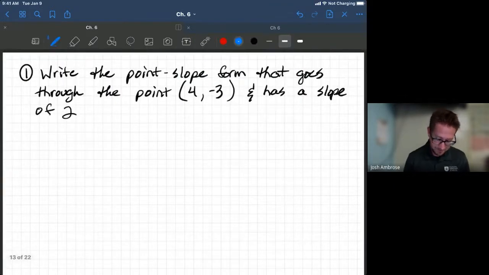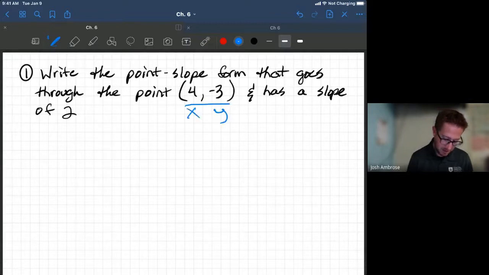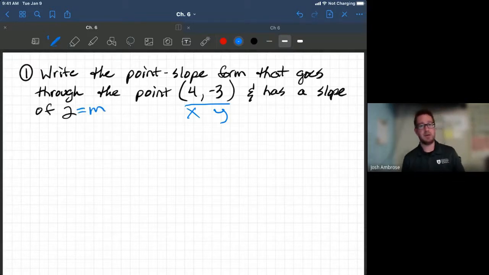Okay, so the first one, you're going to write the point-slope form of the line that goes through this point. Here's our x, here's our y, and it has the slope of 2. So there's our m right there. You have to have this in your notes. If you have those notes already written down that I told you at the top of the page, then everything's going to be good in relation to these problems.